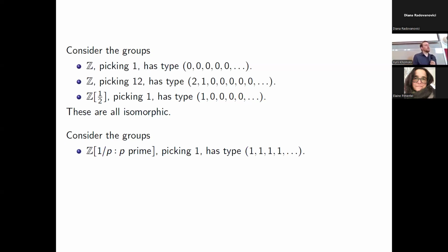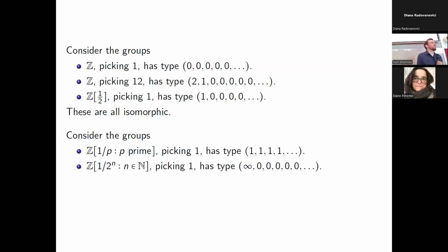So I could take the integers and I could invert all the primes. Right? I'm adding in 1 over p, but I'm not adding in 1 over p squared. And if I pick 1, then it's going to be divided by every individual prime exactly once. So my type sequence is going to be 1, 1, 1, 1 forever. So this is not equivalent to any of the previous type sequences because it's different in infinitely many places.